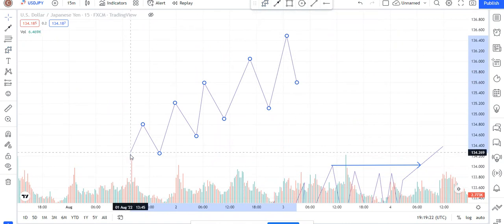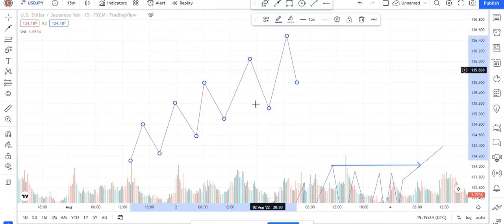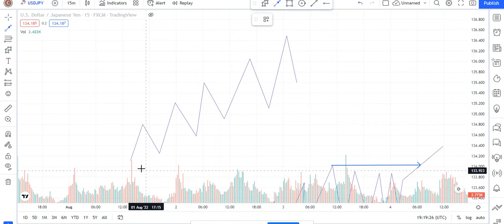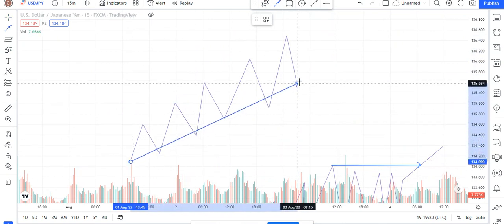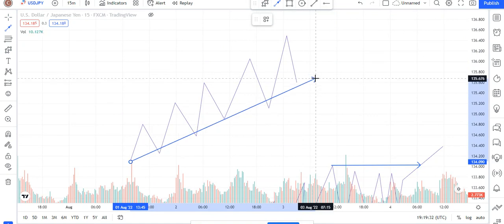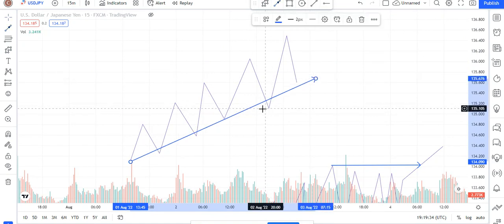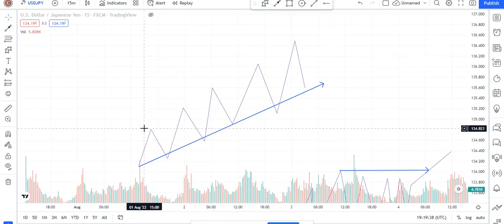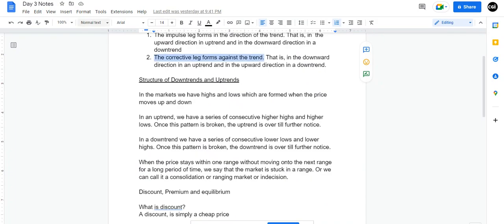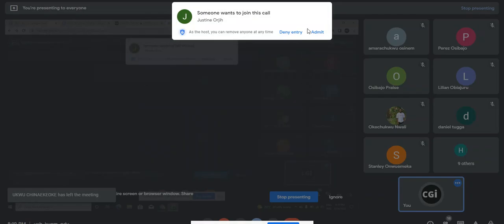So in an uptrend now, we only expect higher lows. We only expect higher lows. We don't expect one low to go below the other one. So we expect them to keep going higher and higher. Only the highs can be violated, but not the lows. So that's what happens in an uptrend.